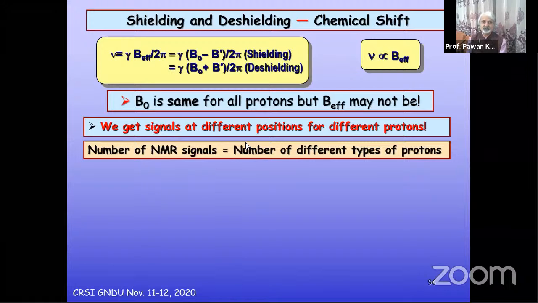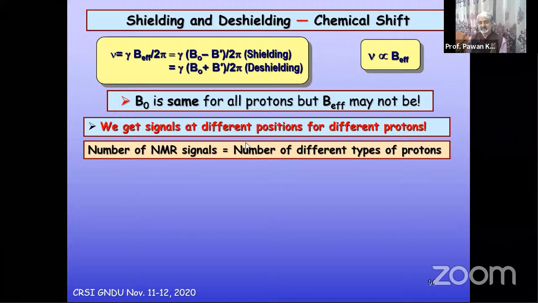So we can say that nu is directly proportional to B effective. Although the applied magnetic field B0 is the same, the effective magnetic field felt by different nuclei in the same molecule is not the same. B0 is the same, but B effective may not be. That explains why we get signals at different positions for different protons, and the number of NMR signals is equal to the number of different types of protons.